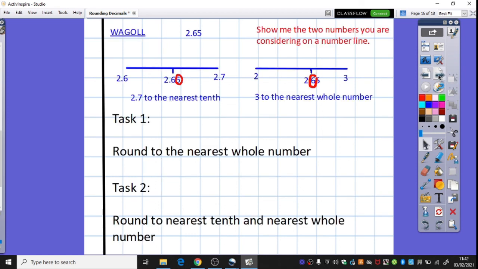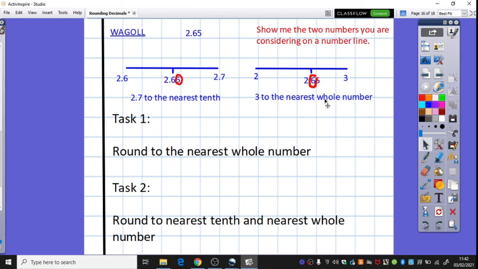Some of those might be a little bit tricky today, but that's quite a good challenge for you. And so you can see here, you might like to pause your video for an example of some waggles here, which just reminds you, you've got the number 2.65 and you're rounding to the nearest tenth. You're looking to that column to the right, which is obviously your hundredths column, for rounding to the nearest tenth.